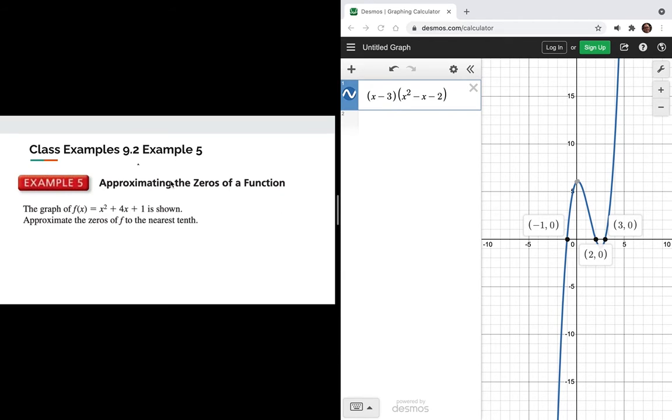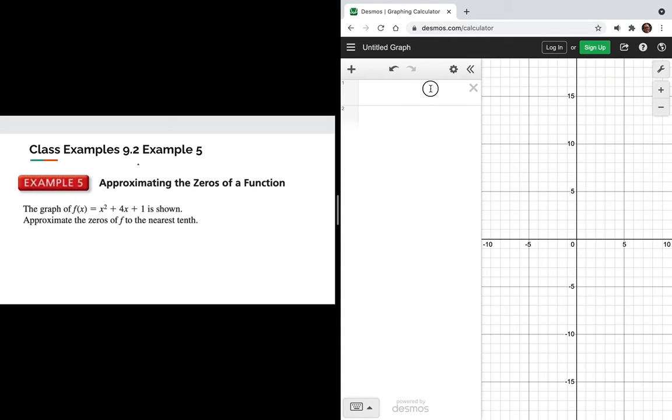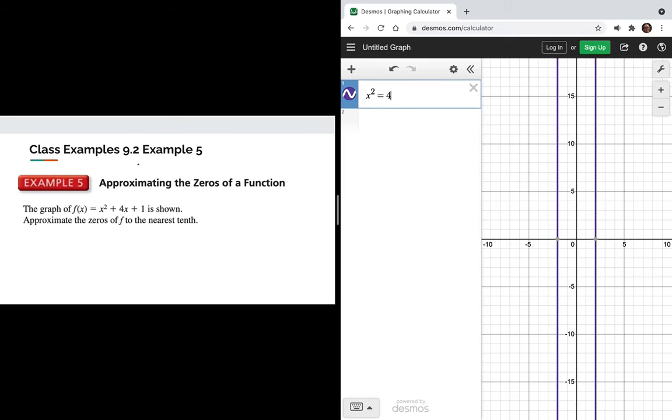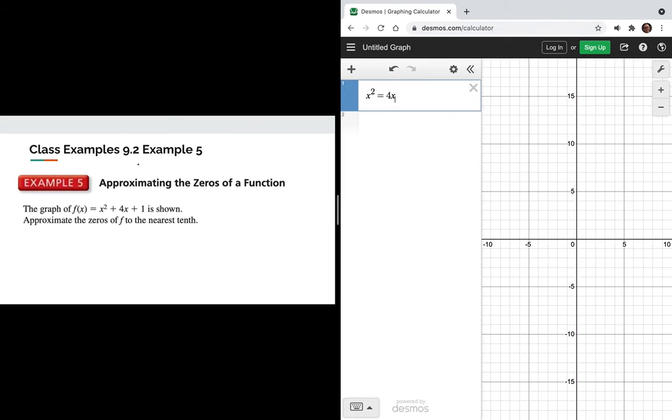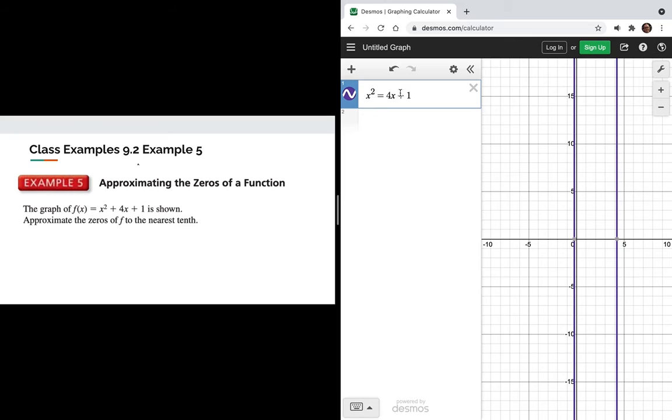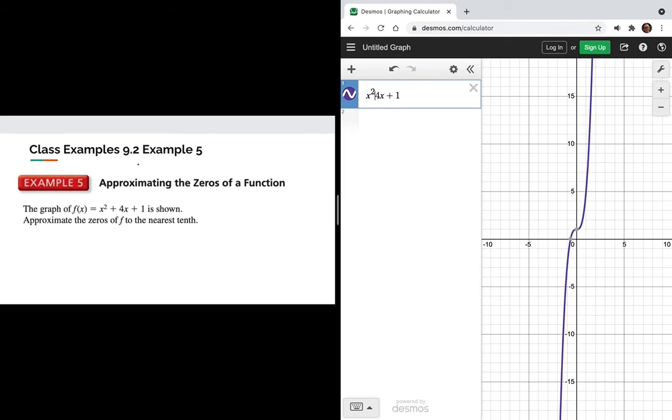Our last problem here is approximating the zeros of a function. So we have, if the graph of f of x is x squared plus 4x plus 1, figure out the zeros to the nearest tenth. So sometimes they'll be really nice graphs, really smooth. Other times it won't be smooth answers. And what I mean by that is this. Oh, and I made that equals, I should have made that plus.